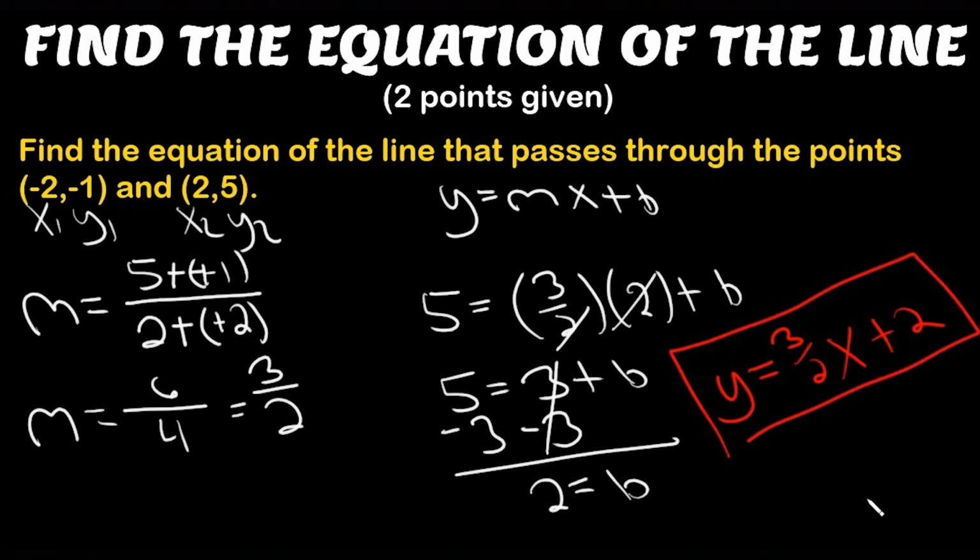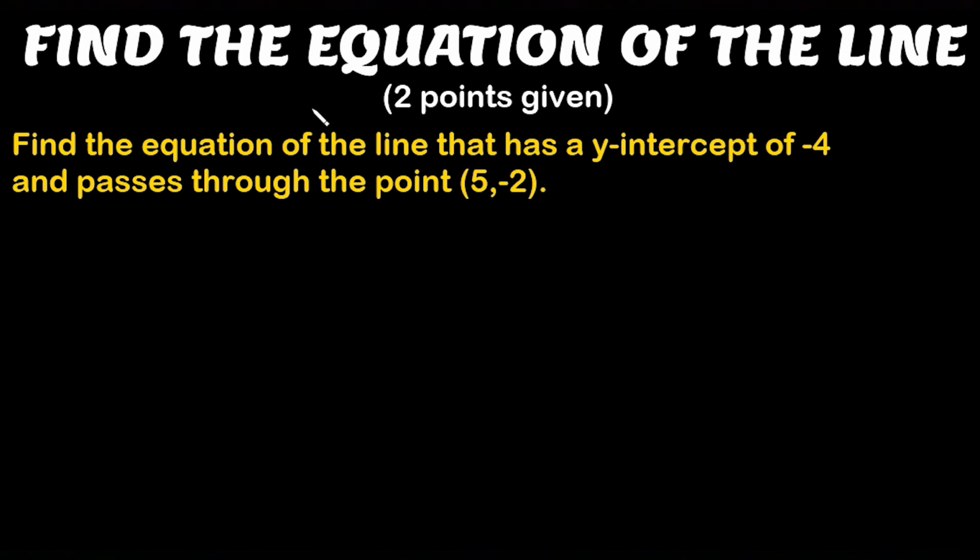Okay, so that problem is complete. Let's try one more problem. Okay, so here's our last problem, and this one is a little bit different because if you read it, they're not giving you 2 points outright. So if you read the problem, it says the following. Find the equation of the line that has a y-intercept of -4 and passes through the point 5, -2.